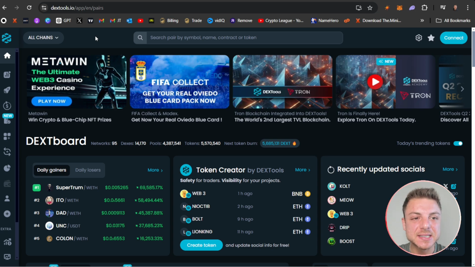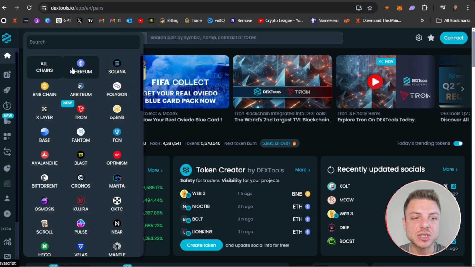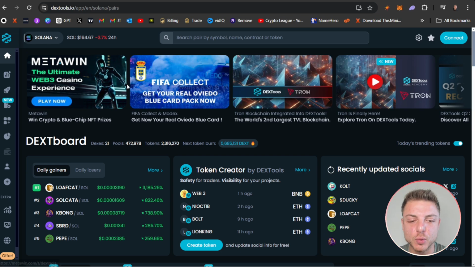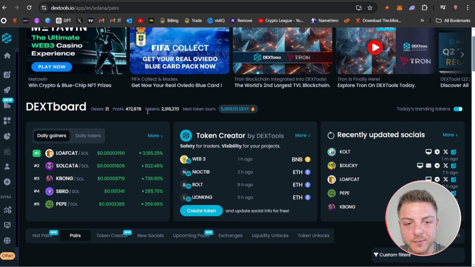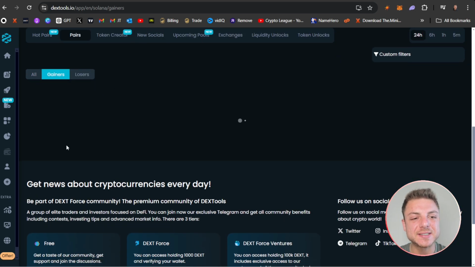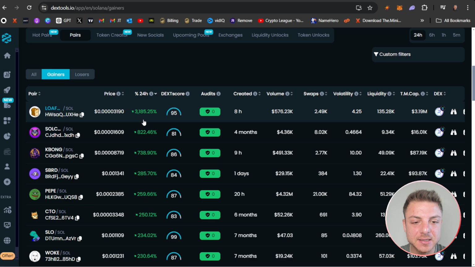Step one is to come over here to dextools.io. What we want to do, go over here and actually change this all change section to Solana. Obviously, Solana being the number one blockchain, we only want to focus on Solana. Now we do have these daily gainers. What I will click on is more, because what I want to see is all the top daily gainers, so coins that are moving quite large percentages.